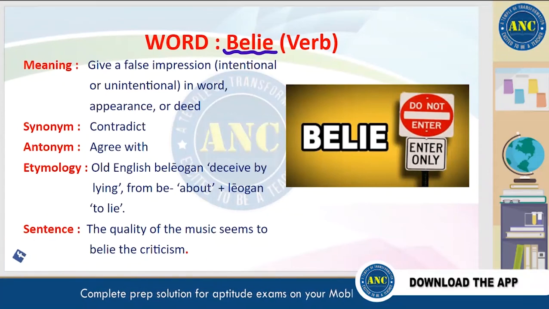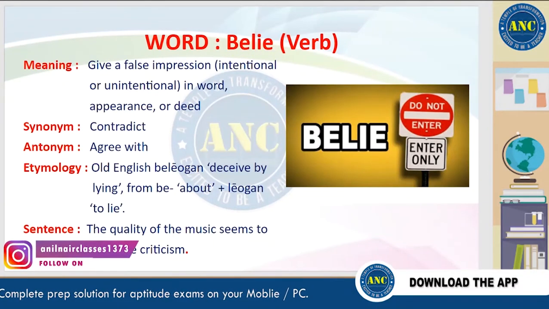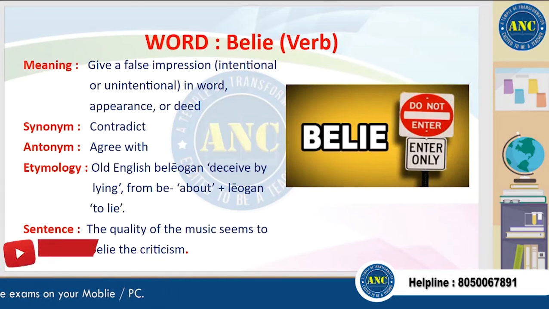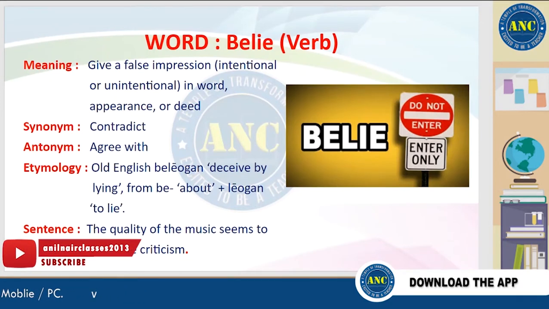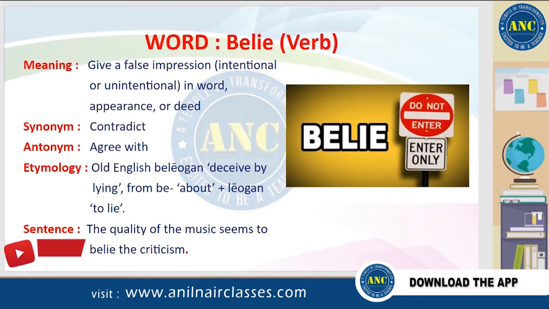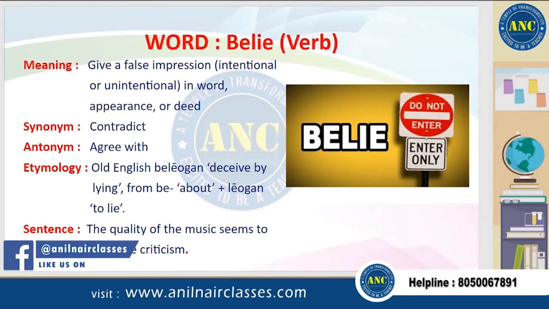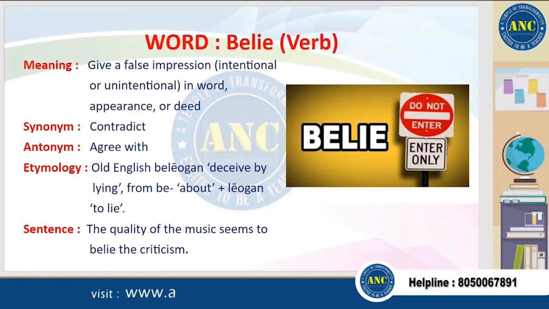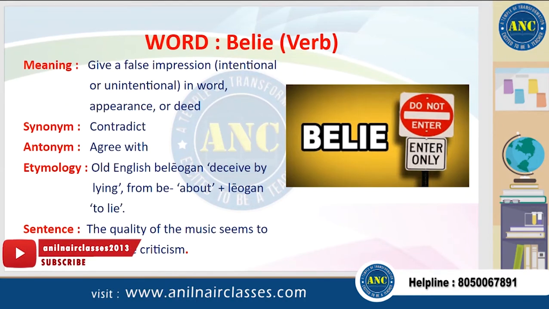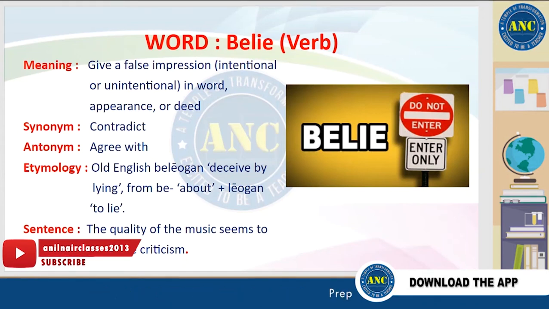Belie. Belie means give a false impression, intentional or unintentional, in word, appearance, or deed. A synonym is contradict, and an antonym is to agree with. The sentence for this word is, the quality of the music seems to belie the criticism.